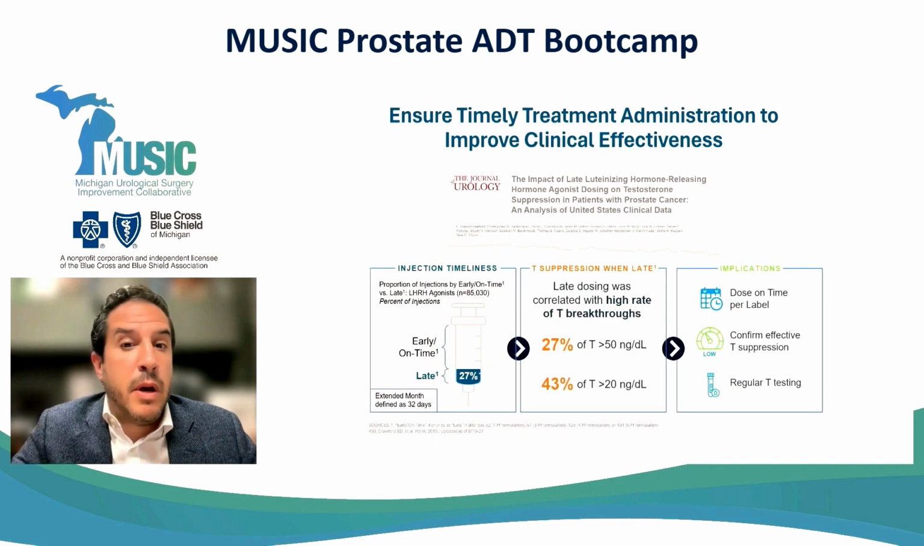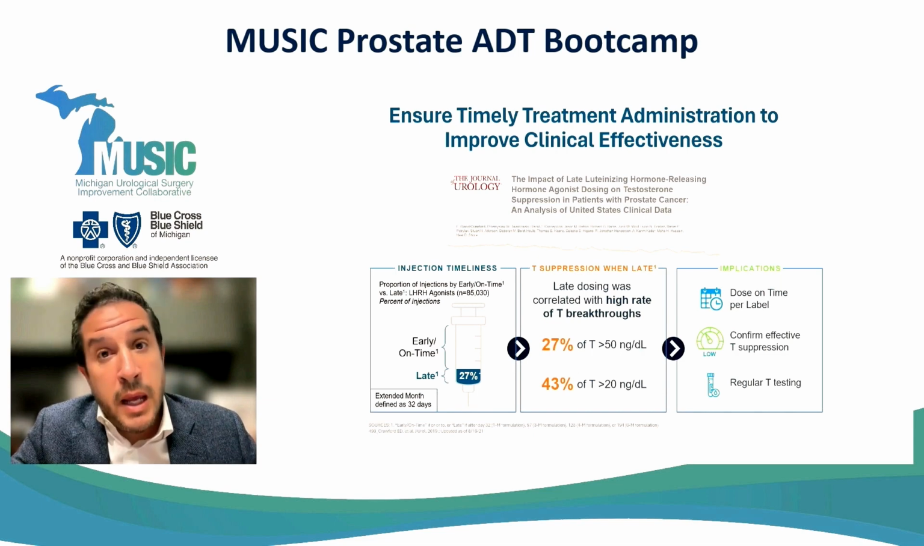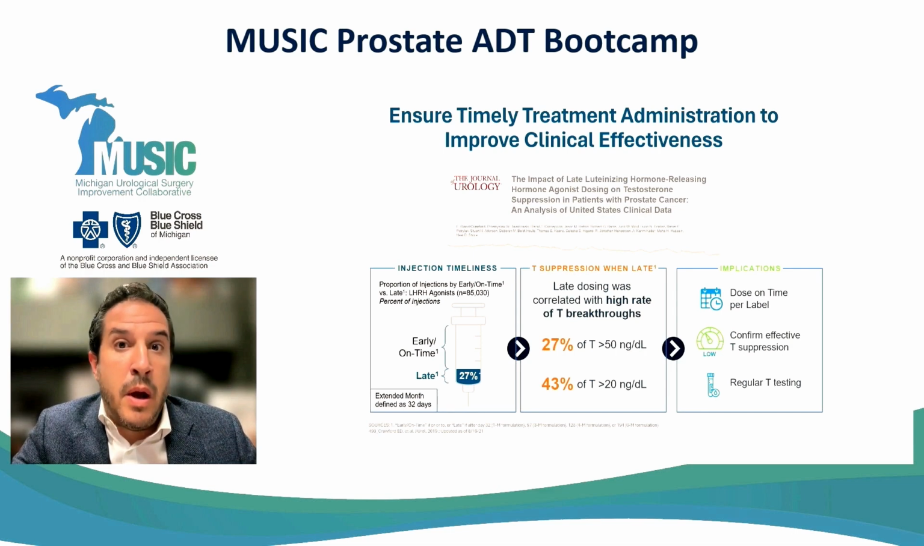I think this is very important: as you run your clinic, as you treat these patients, you work with your staff and have systems in place so that these patients get on-time treatment, so that they can be treated per the label, and so that you can confirm that their T suppression is being maintained. And again, regular T testing is critical when evaluating these patients. PSA alone does not really tell you what's going on and how effective the medications you are using are.